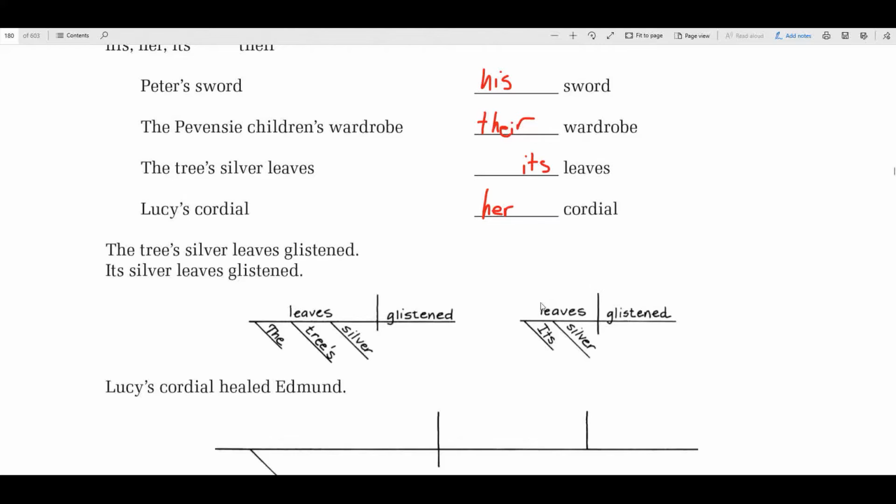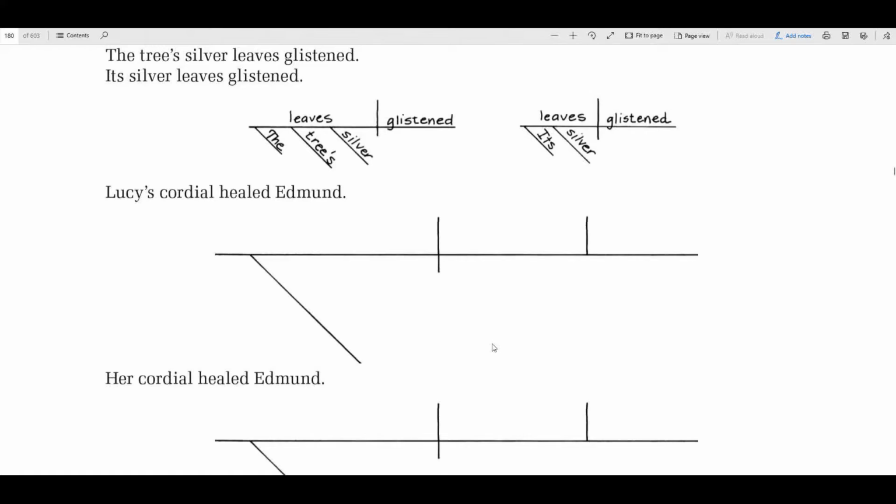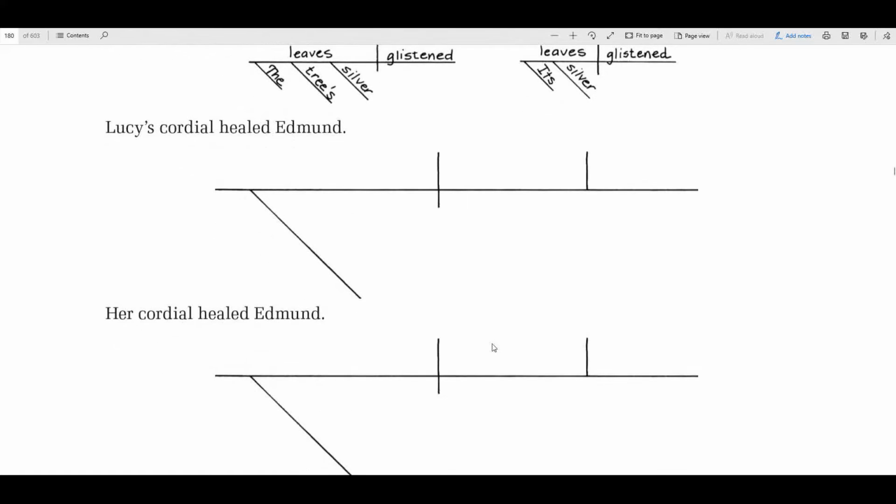Alright, here's the second sentence. Leaves is the subject. Glistened is the verb. And then its and silver are both adjectives that describe leaves. Now the tree's silver leaves glistened, here, same thing. They're just saying that its is an adjective that would go with this noun. All right, so let's see if we can diagram this one.